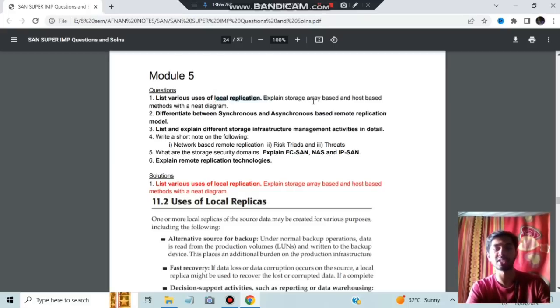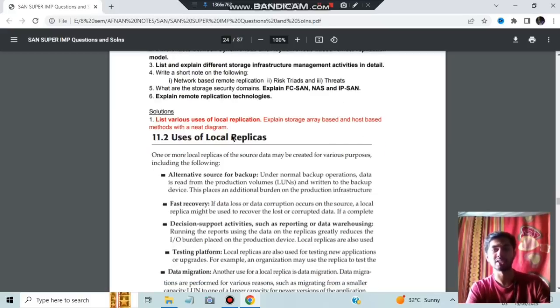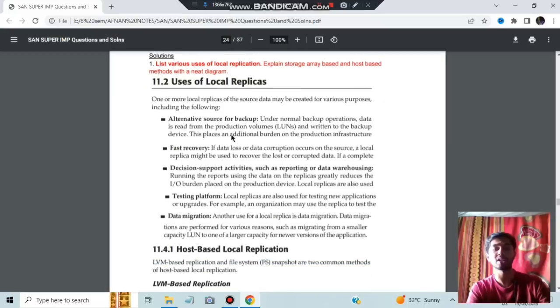What is local replication? Explain storage based and host based arrays with a diagram. So what is local replica? The replicas which are present in your own system are called local replicas. What are the uses of local replicas? Alternative source for backup, fast recovery, decision support, testing platform, and data migration.